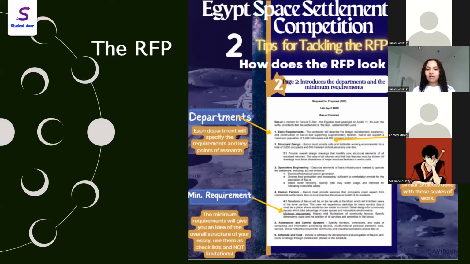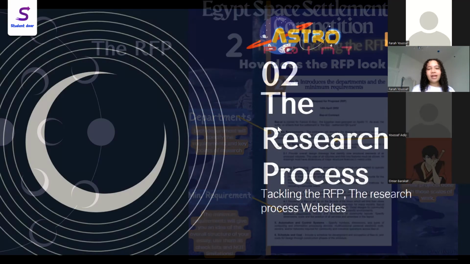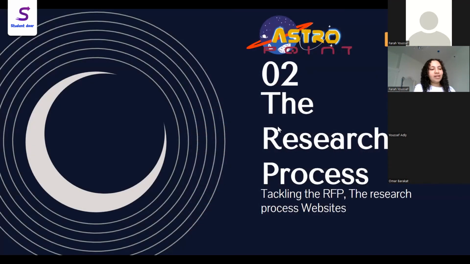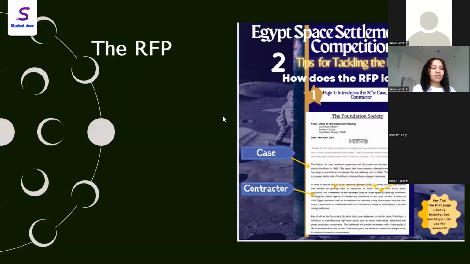Schedule and cost is the time and the money required to actually build all of this. Okay, so now we were tackling the research process. We were talking about the second page of the RFP. So let me guide you through it.